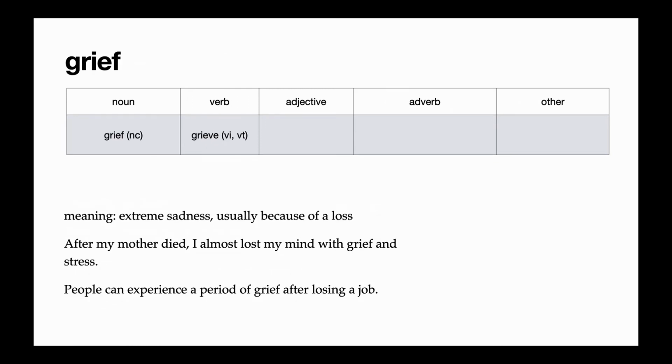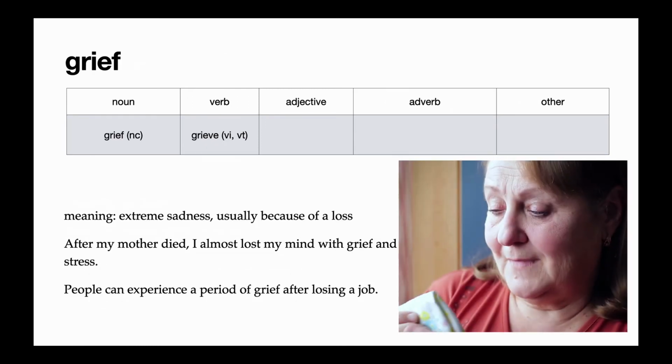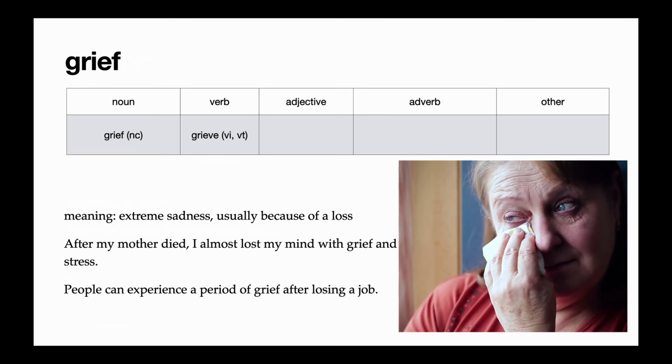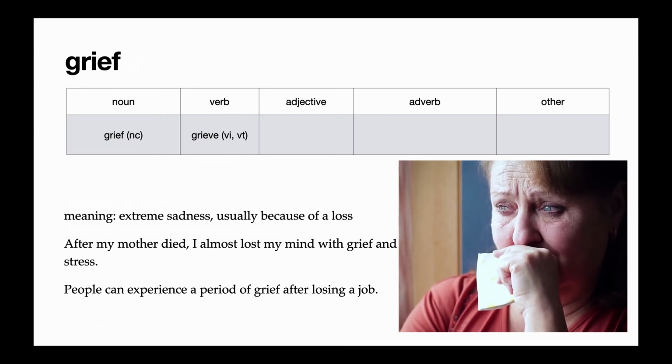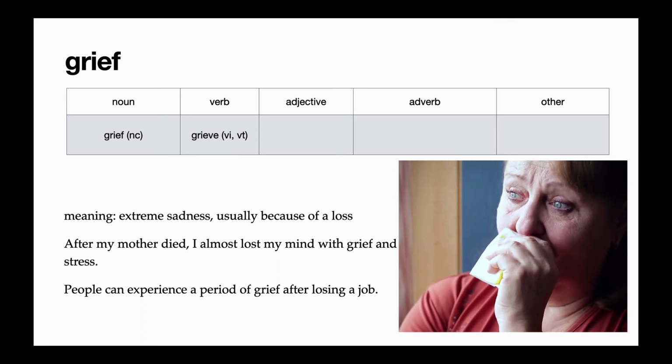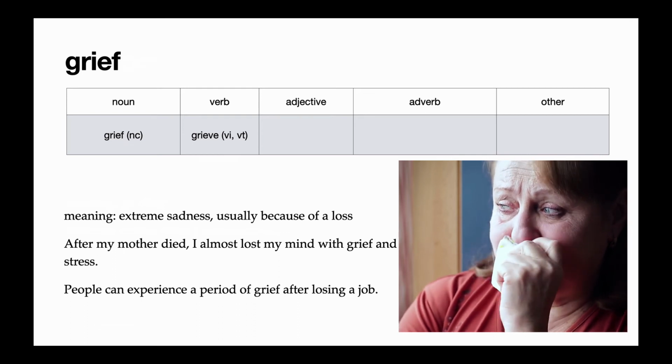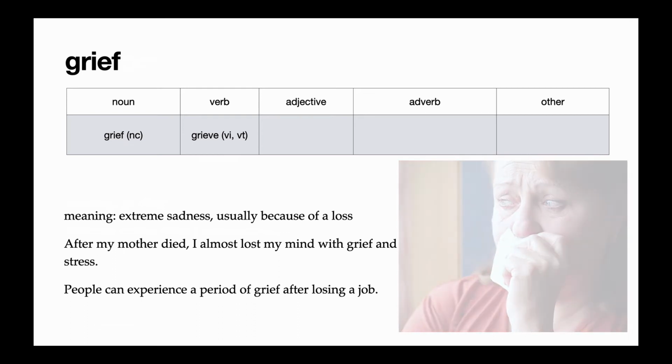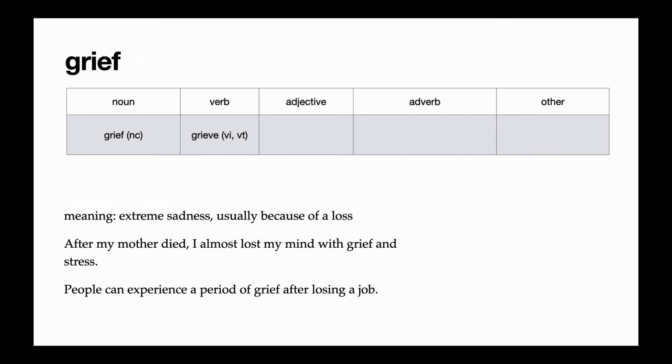Grief is a non-countable noun because it's an emotion. It is extreme sadness, usually because of a loss. So in the story, grief is because of a death. But you can also experience grief after losing a job or losing a friend. The verb has two forms, as an intransitive or a transitive verb, so you can grieve something. You can say, I grieved my friend. That means you grieve the loss of your friend. Or you can just say, after I lost my friend, I grieved, period.